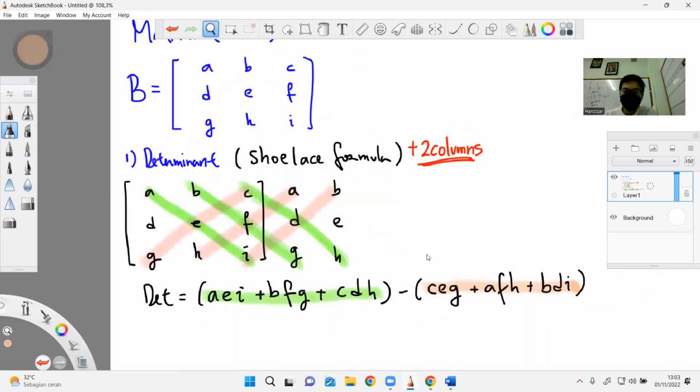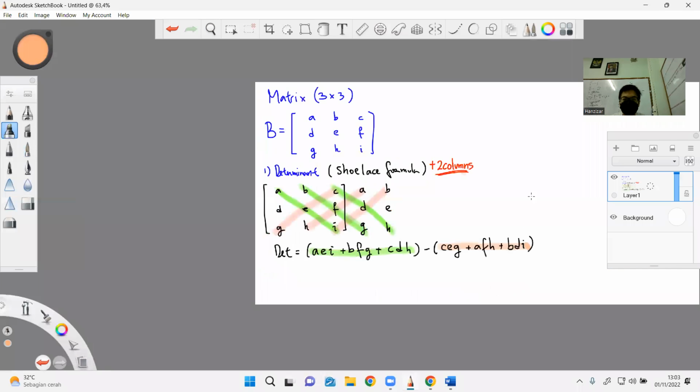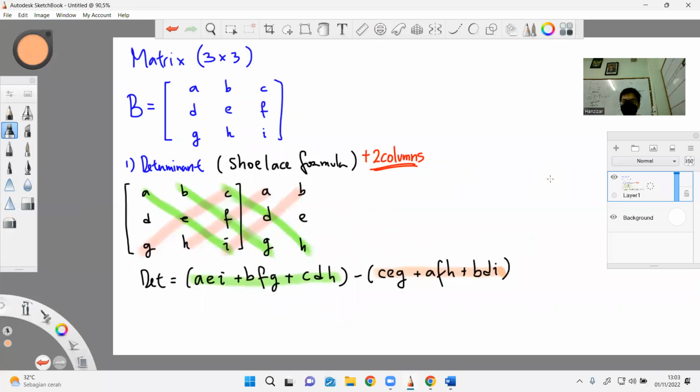Okay, that's for the determinant. So we keep this first. We haven't done the minor, cofactor, and transpose, the adjoint. Second, we are finding the minor.